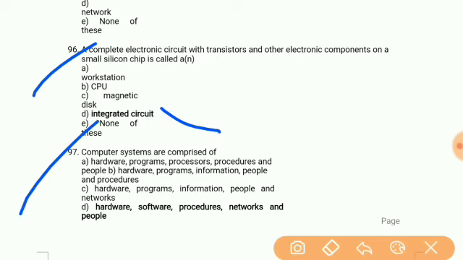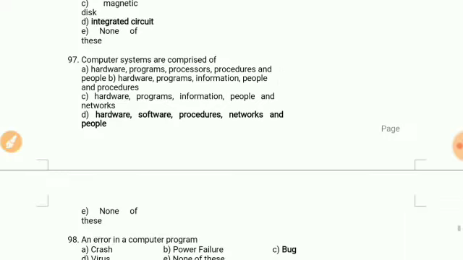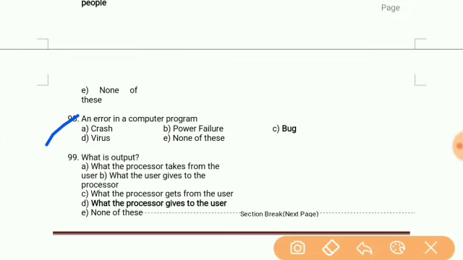Then a computer system is comprised of what? Hardware first, then software, procedures, networks and people. Then an error in a computer is called a bug. If there is an error in the computer, it is called a bug.